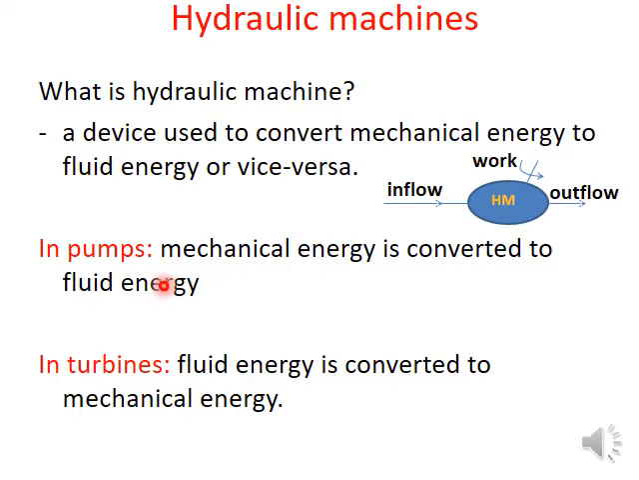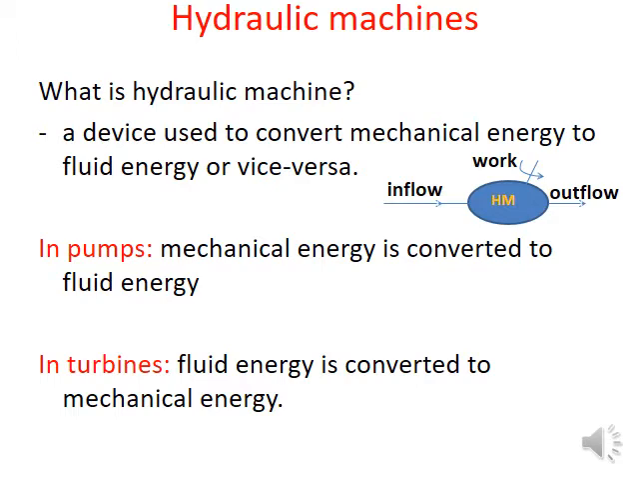And there are two types of hydraulic machines that we use in industry. In one type we call pumps, mechanical energy is converted to fluid energy. On the other hand, in turbines, it is vice versa. Fluid energy is converted to mechanical energy.